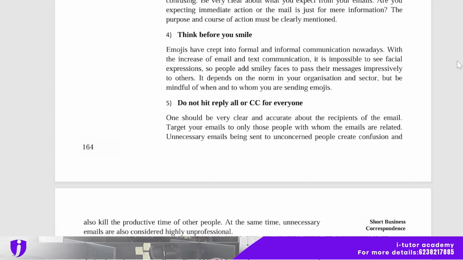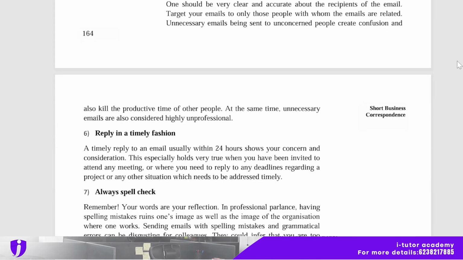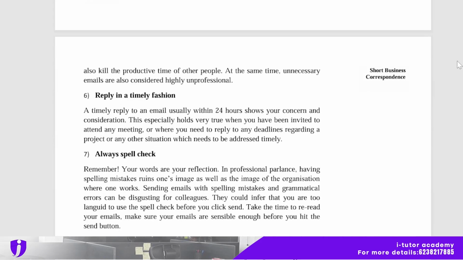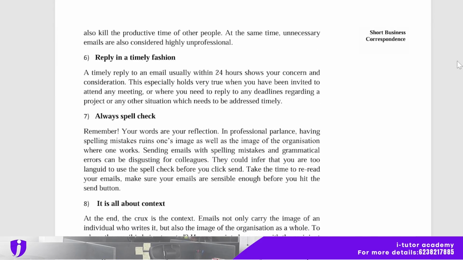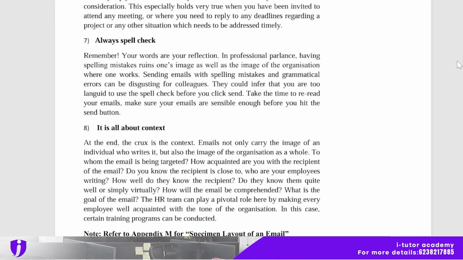And do not hit reply all or CC for everyone. One should be very clear and accurate about the recipient of the email. Reply in a timely fashion. A timely reply to an email, usually within 24 hours, shows your concern and consideration. And always spell check. Spelling mistakes are considered a serious error.